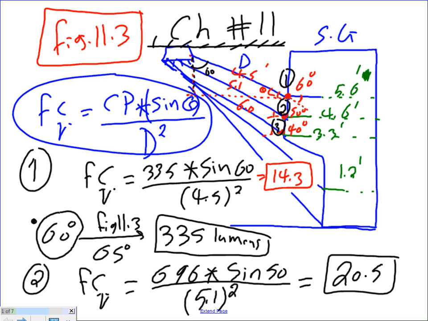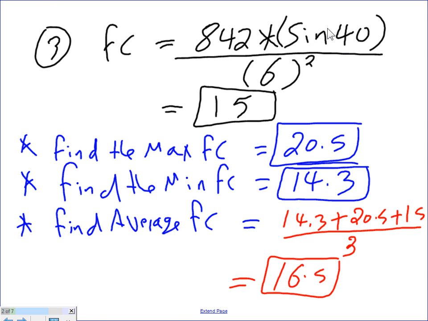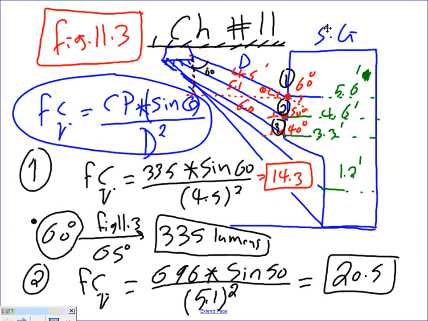One more point, point 3. Look at point 3 here. I have the foot candle at point 3. Let's go directly to point 3. The candela power is 842 multiplied by sine 40, divided by 6 squared, because that's point 3. If you go back, point 3 is actually 6. The distance is 6. The angle is 40.